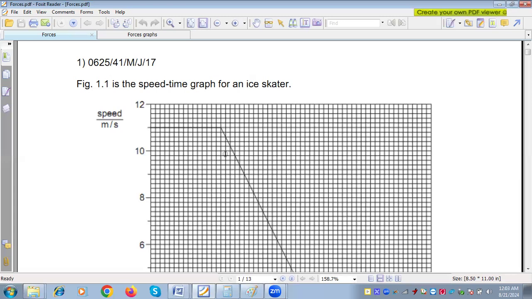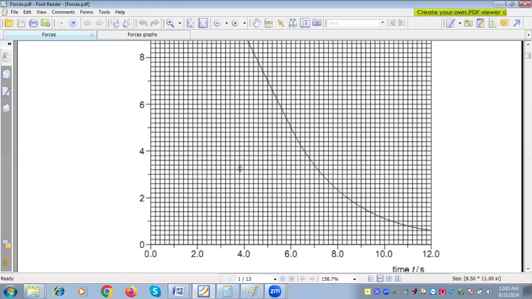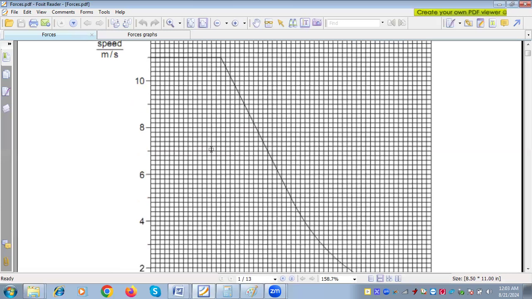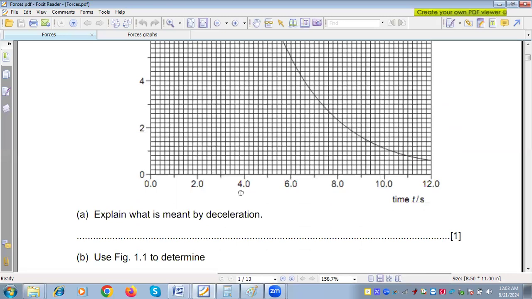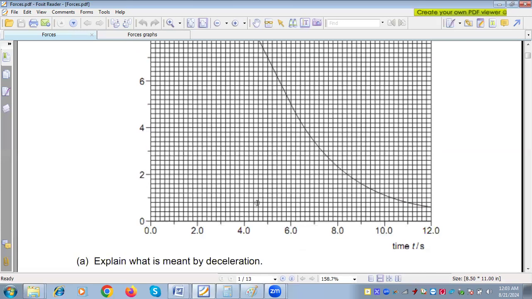Here this is a speed time graph for an ice skater. In the beginning, as shown in the graph, the skater is moving with a constant speed of 11 meters per second. Explain what is meant by deceleration. Deceleration means decrease in velocity.